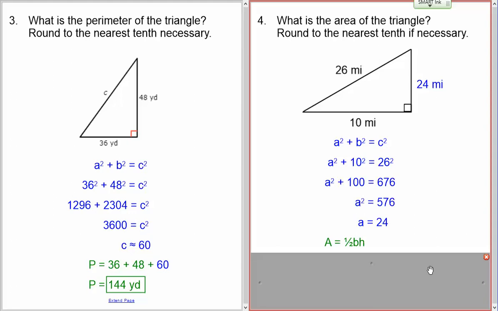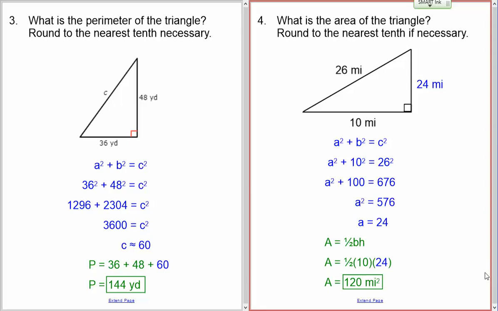So this side's 24 miles. Area is 1/2 base times height. The base is that 10. The height is the 24 we just found. 10 times 24 is 240, and half of that is 120. So 120 square miles is the area of that triangle. It's a big triangle.